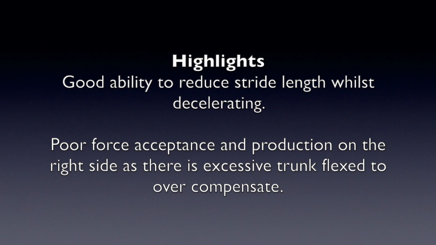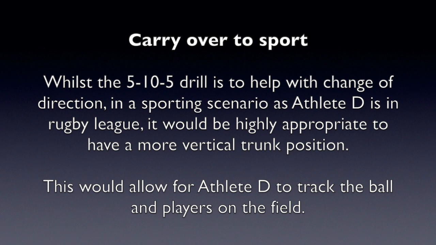However, poor force acceptance and production uses trunk flexion to overcompensate for this. As Athlete D is a professional rugby league player, the athlete requires a more upright trunk posture, which would enable him to react and track changes occurring on the sports field.